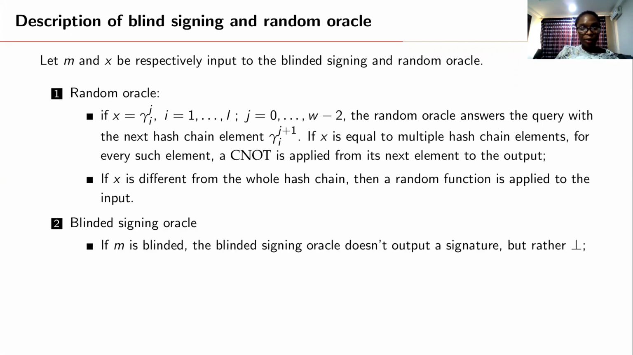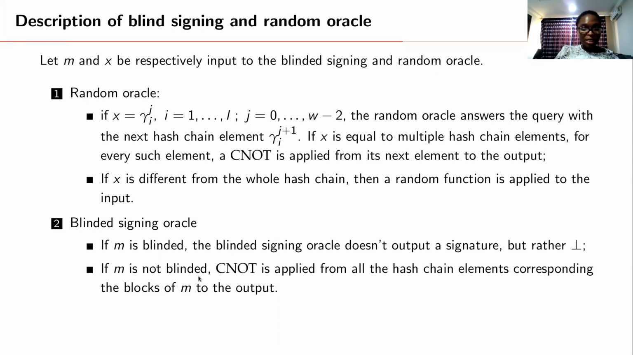Now, the blinding sign oracle. When it receives a query y, it first checks whether the message is blinded or not. If the message is blinded, then it doesn't provide a signature, but rather a dummy symbol, the bot symbol, as you can see. But if the message is not blinded, then it answers the query with the signature, which is composed of all the hash chain elements corresponding to the blocks of the message, as we have seen above.